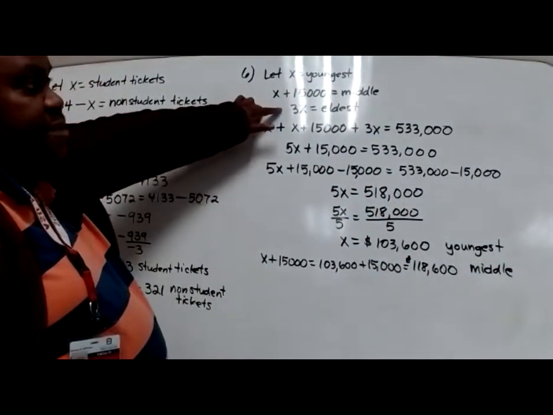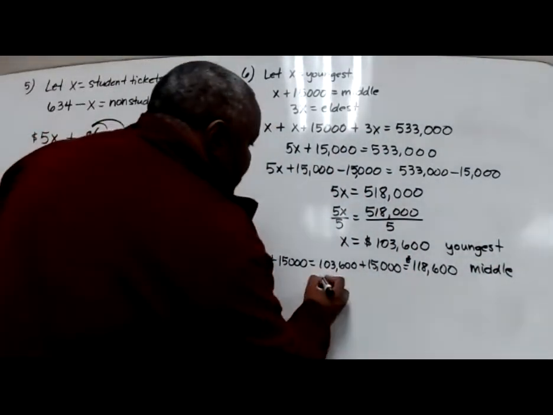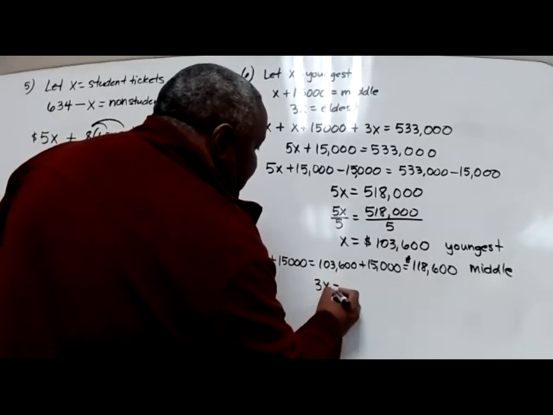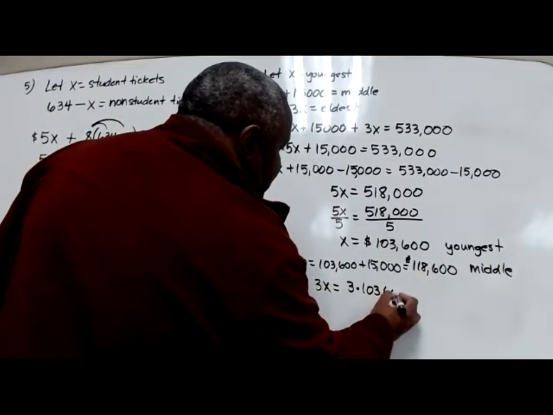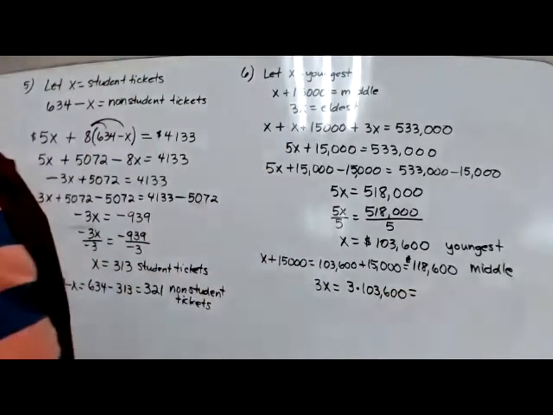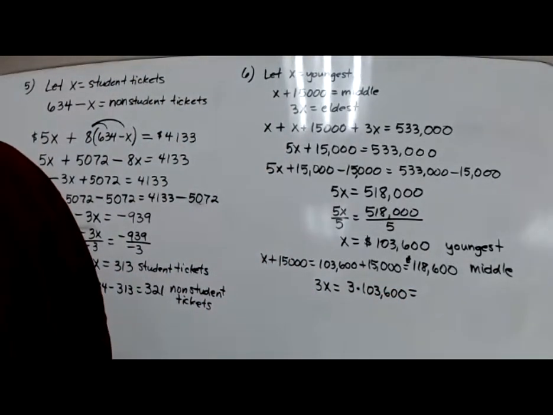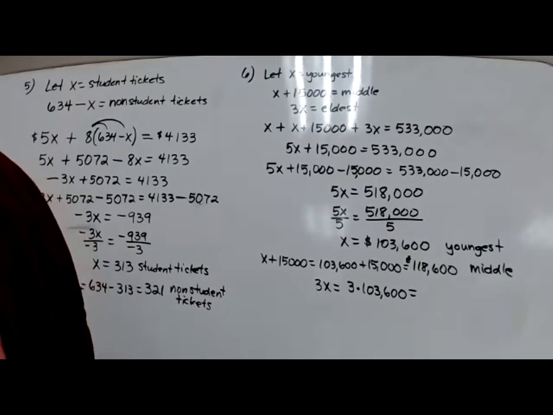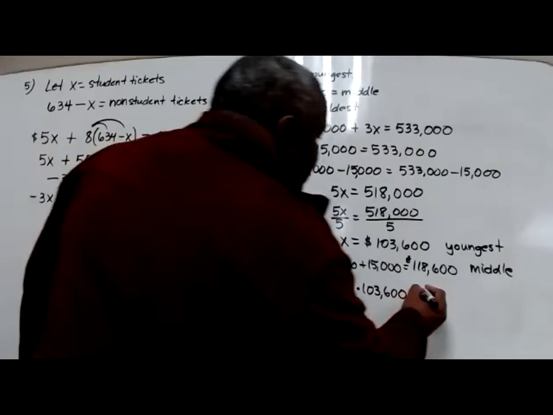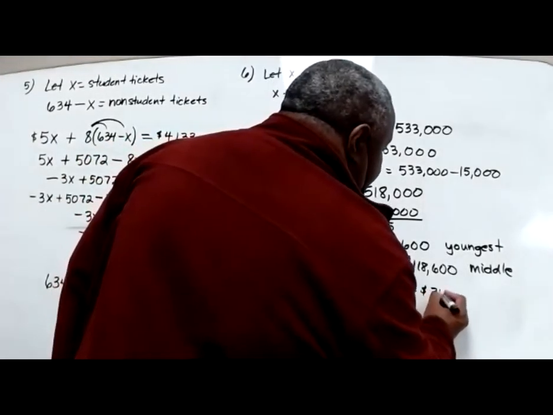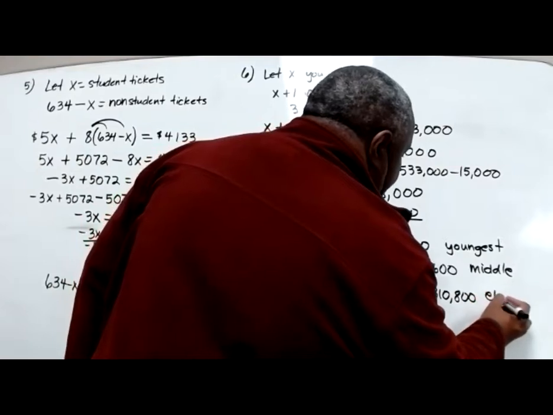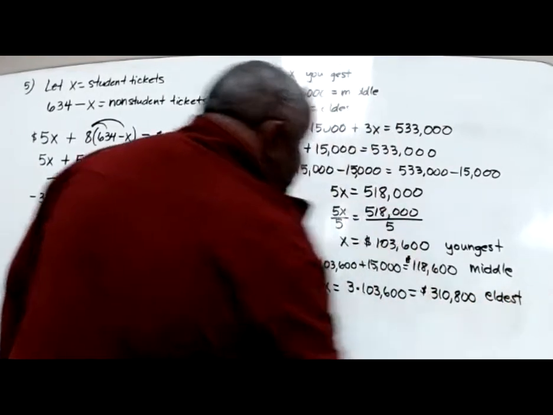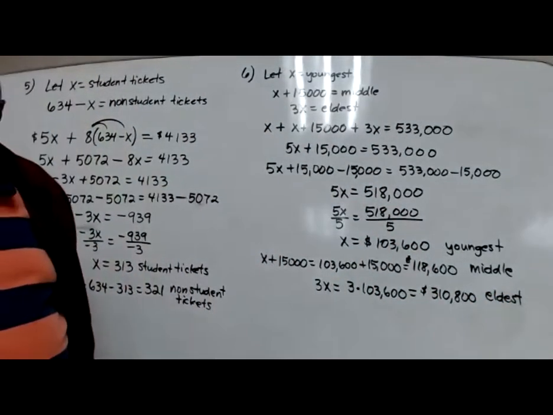And then we need to find out how much the eldest has received. That's represented by 3x, or 3 times 103,600. What would that amount be? $310,800. That's the amount that the eldest has received.